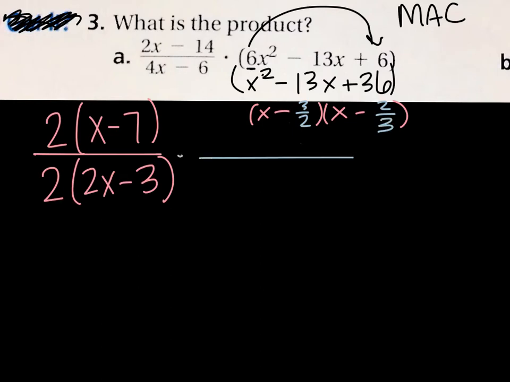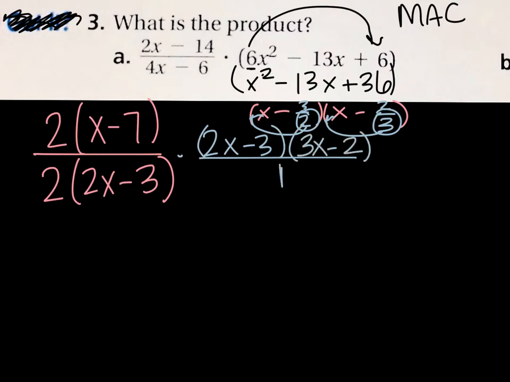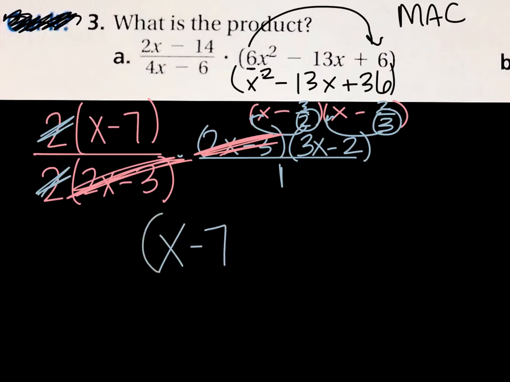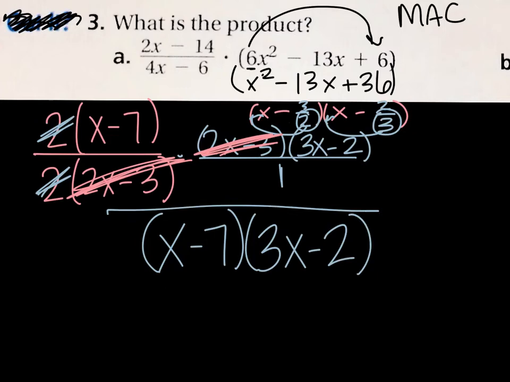So bottoms up takes the denominator and puts it in front of the variable. I'm going to have 2x minus 3 times 3x minus 2, and then 1 in the bottom because there was not a denominator. And now I have common factors, so this is going to cancel this, and the 2's are going to cancel over here. And I'm left with x minus 7 times 3x minus 2 in the top, and that's it.